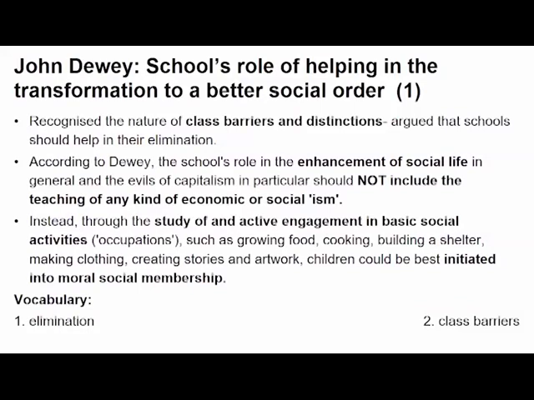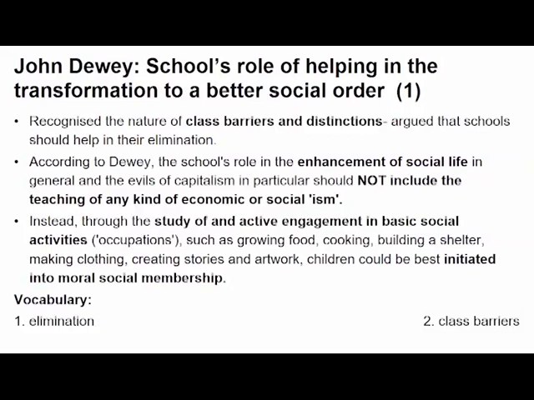Next, we come to one of our European educational thinkers, John Dewey, and with him I would like you to focus on the school's role of helping in the transformation to a better social order. John Dewey recognized the nature of class barriers and distinctions, and he argued that schools should help in their elimination. According to him, the school had a role in the enhancement of social life in general, and the evils of capitalism in particular. It should not include the teaching of any kind of economics or socialism.